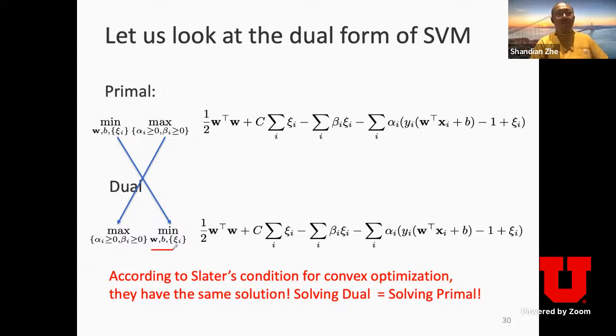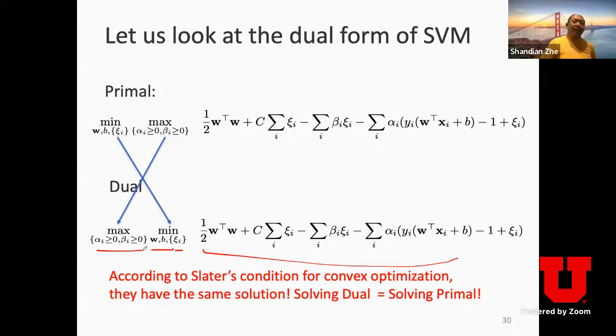In the inner level, we're going to minimize this lengthy objective function with respect to the model parameters W, B and the slack variables for Ci's. Then in the outer level, we maximize the Lagrange function with respect to the multipliers alpha i's and beta i's. Again, this is just following the definition.